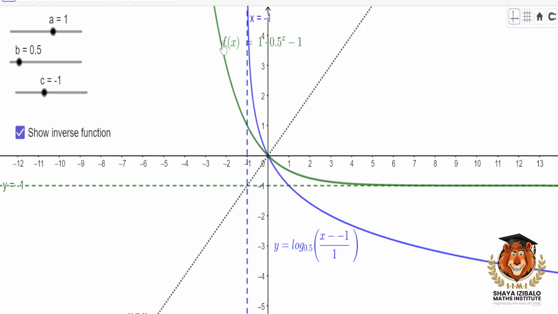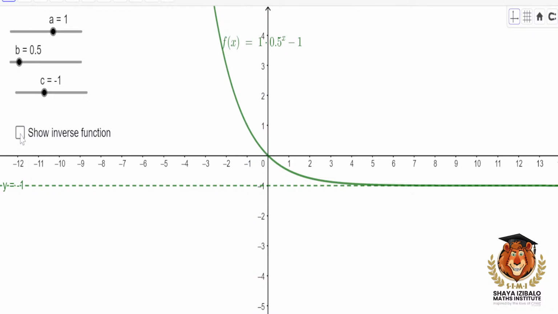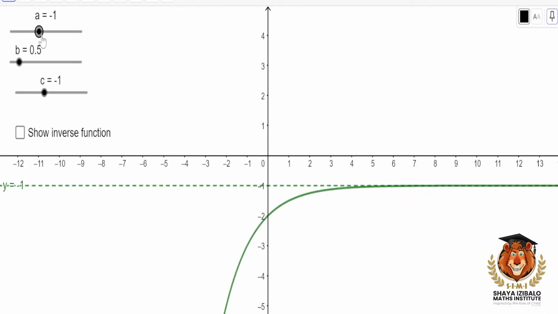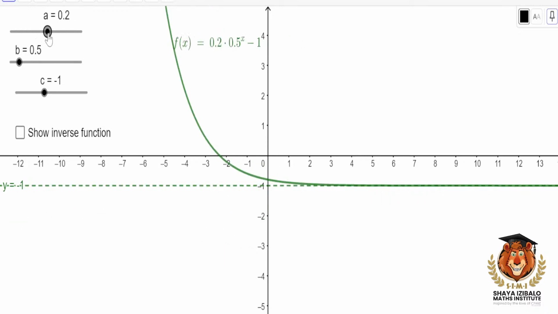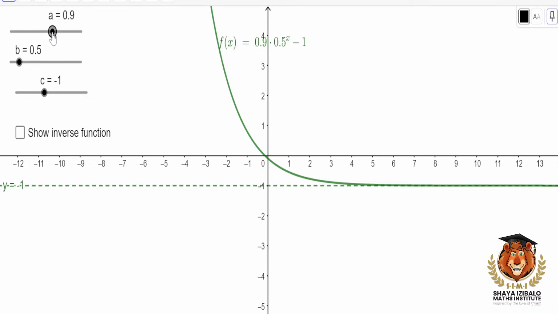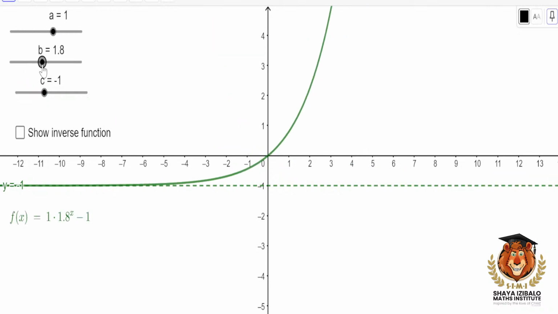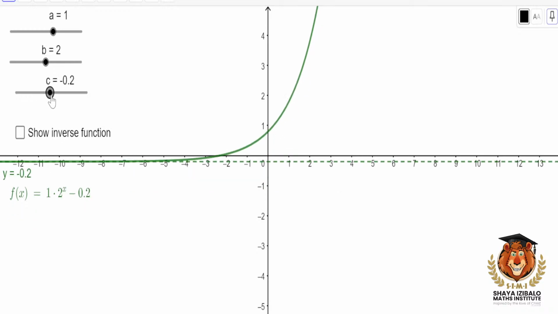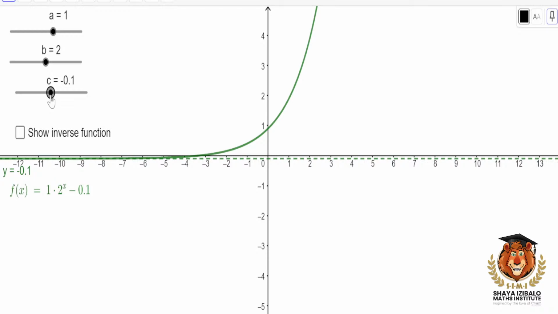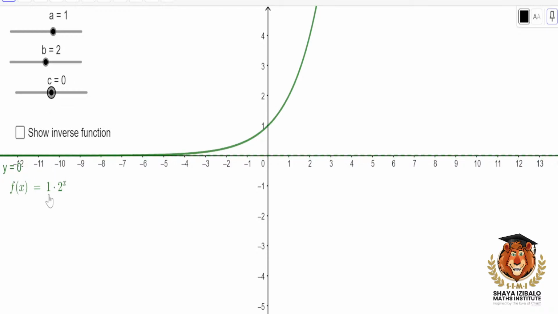Last one that I want to look at is our log graph. And the log graph is the inverse of the exponential graph. So I'm going to go with a vanilla flavored exponential graph with an a value of 1. I'm going to go with a b value of 2, say. And I'm going to go with a c value of 0. So this is very much just like 2 to the x. There it is. 1 times 2 to the x.